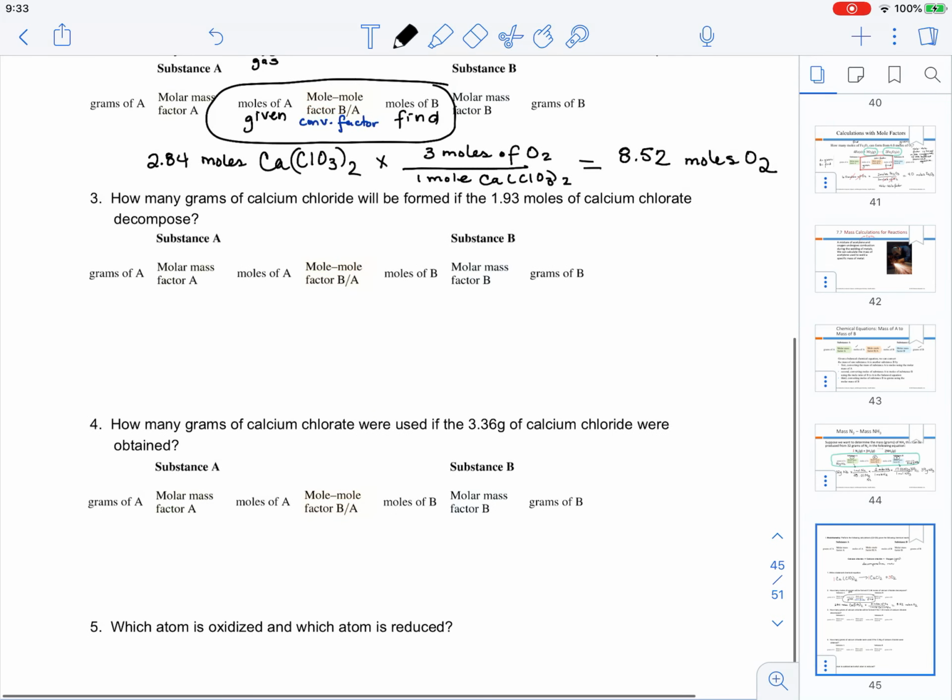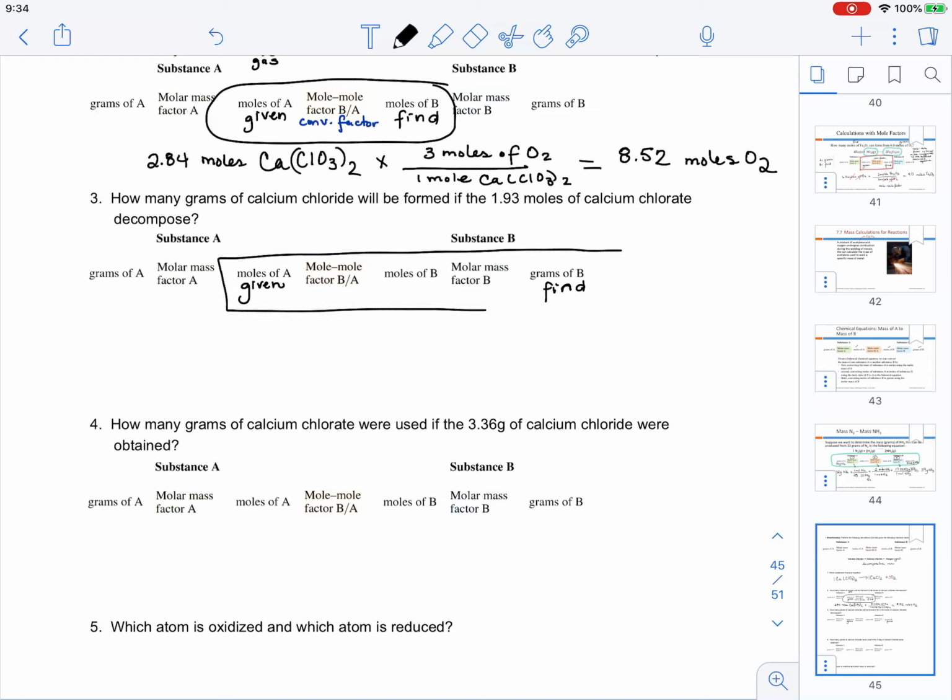In the next question, it asks, how many grams of calcium chloride will be formed if we start with 1.93 moles of calcium chlorate? So, as you can see here, we are given moles of a substance and we want to find grams of another substance. So as you can see, we are only going to do this portion of the flow chart. So we have, in this case, 2 conversion factors.